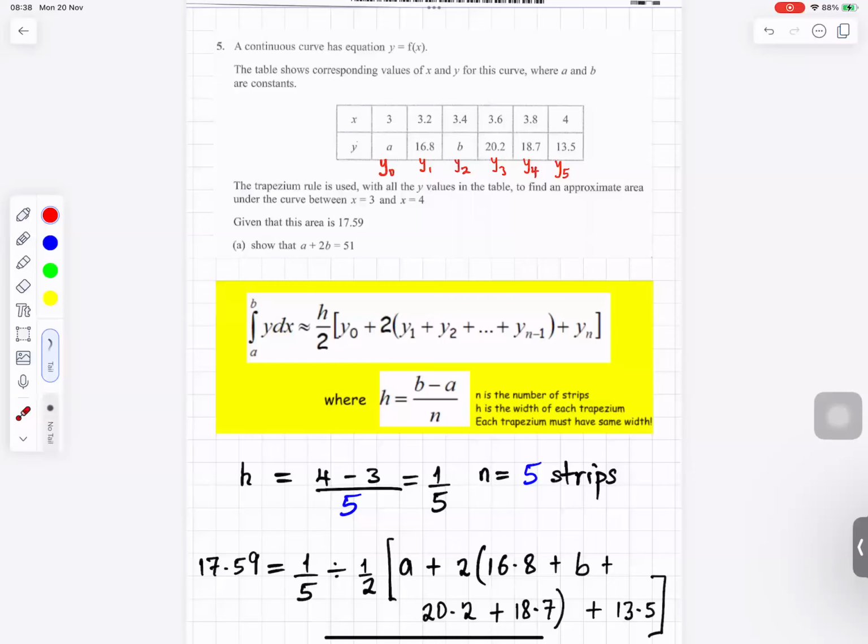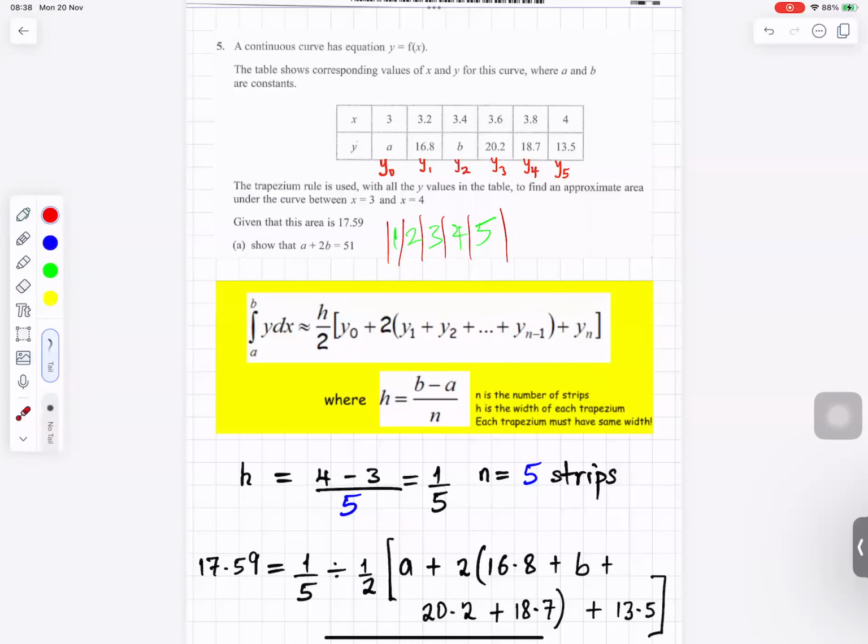And why do we divide by 5? There are 5 strips. And how do we know there are 5 strips? That's a problem that students ask. Let's look at the y values. There's 1, 2, 3, 4, 5, 6. Watch this carefully. You can have 6 lines. How many spaces are in the middle? 1, 2, 3, 4, 5. So 6 lines will give you 5 strips. Think of it that way.